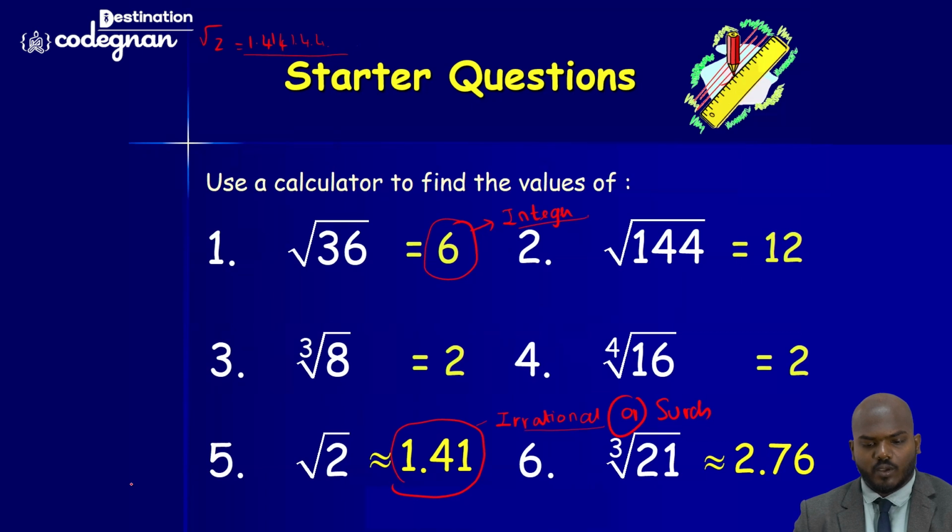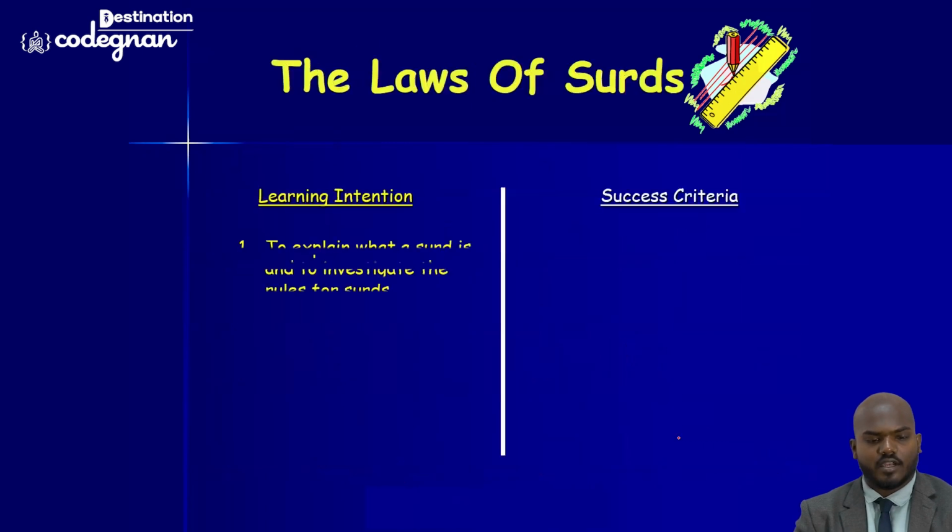And coming to this one, 2.76, this 2.76 will end here. So this particular number will not be called that in this place.